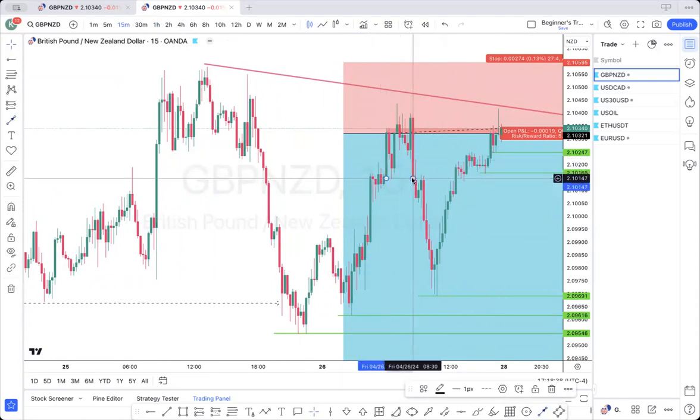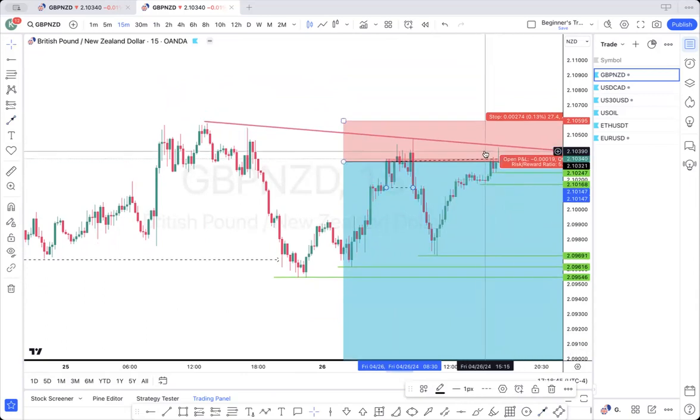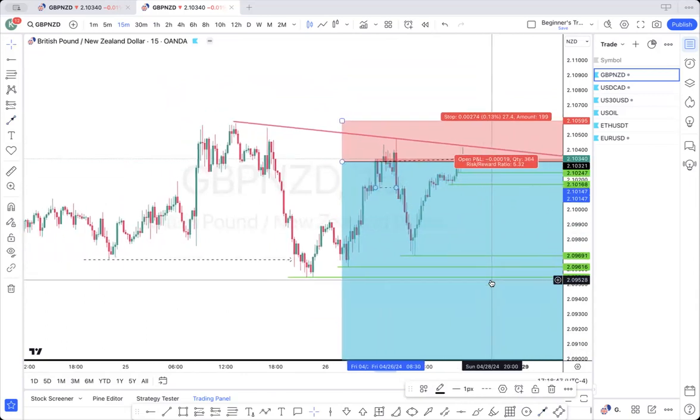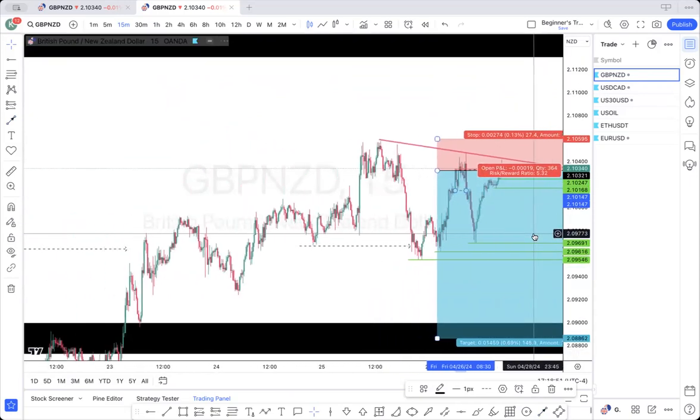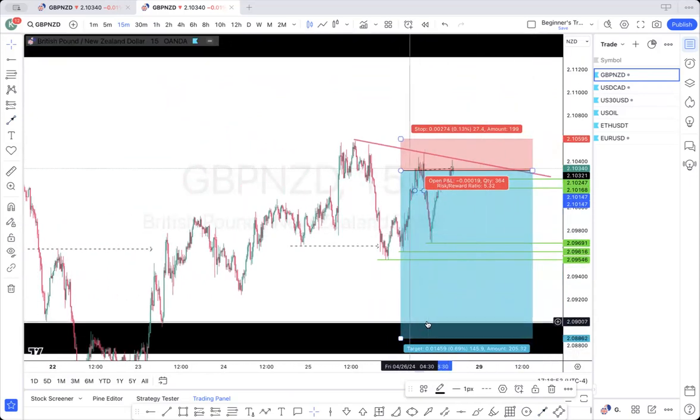So price broke structure, pulled back into the zone, and then it broke structure again. So now I'm really confident that this zone right here is going to sell, tap into these lows, or come all the way back down to this zone.